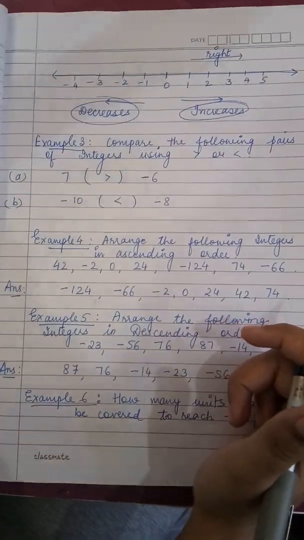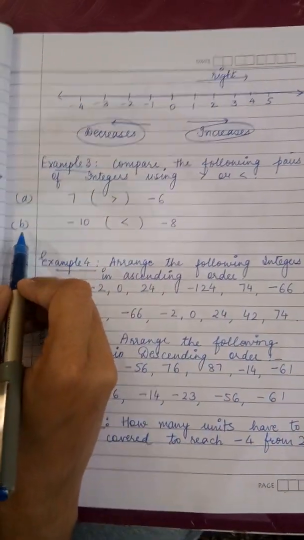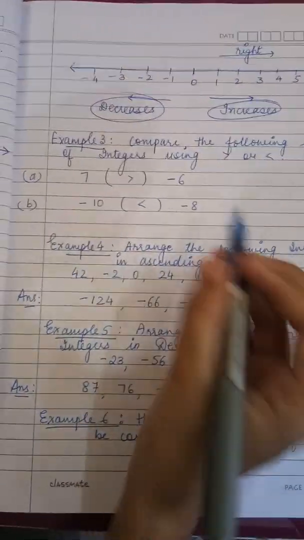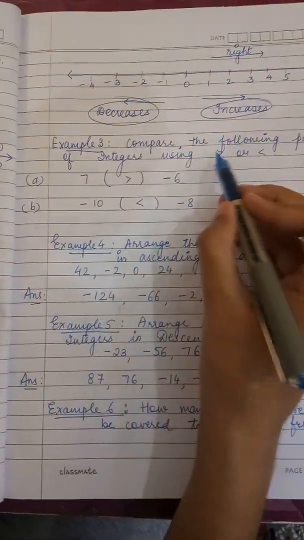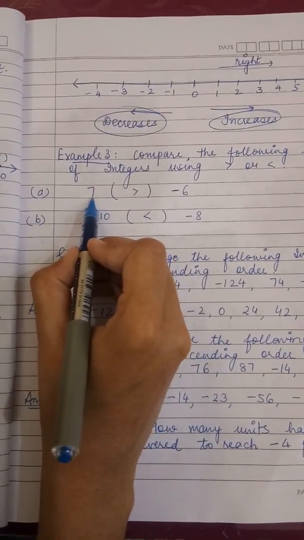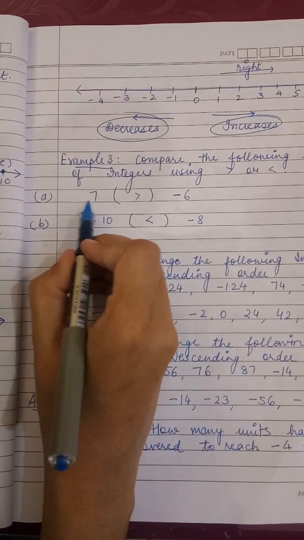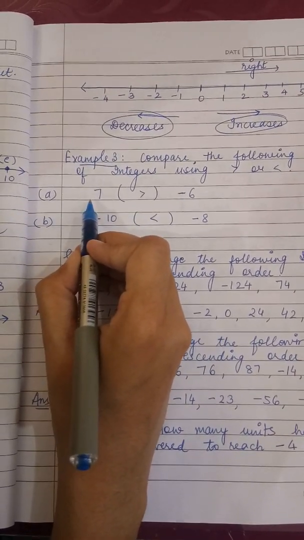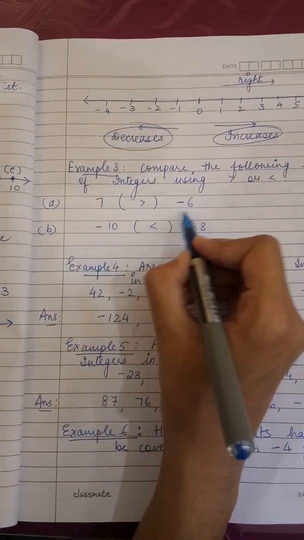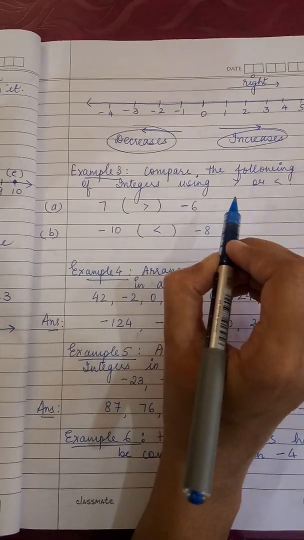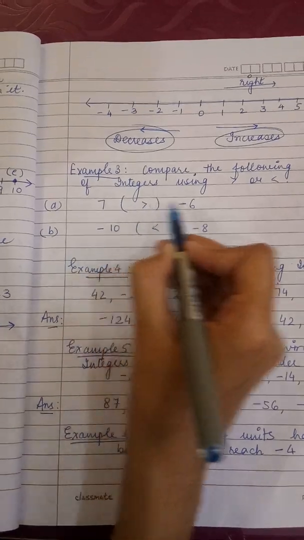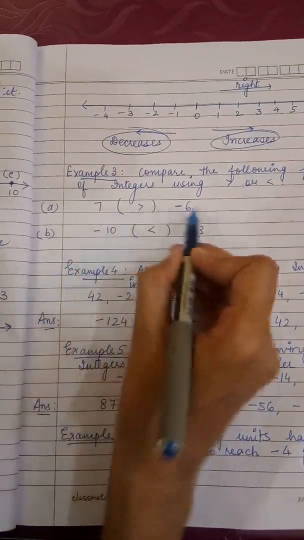Now let's do example 3. In example 3, these two questions are given to you, and in these two questions you have to tell which integer is the greater one, which one is the smallest one. Compare the following pair of integers using greater sign or less than sign. Now in the first part you can see that 7 is there, and 7 is a positive integer because no sign is there, and no sign means plus, so this is a positive integer. Minus 6, minus sign is there, so that means it is a negative integer. And I have told you that if you have to compare between a positive and a negative integer, the positive integer is always greater than the negative integer. So 7 is greater than minus 6.